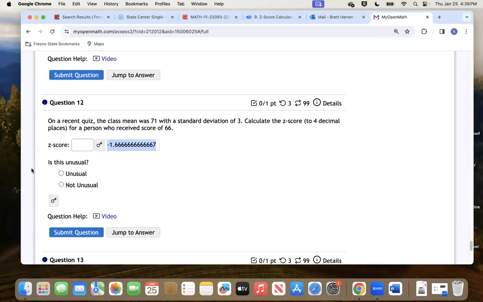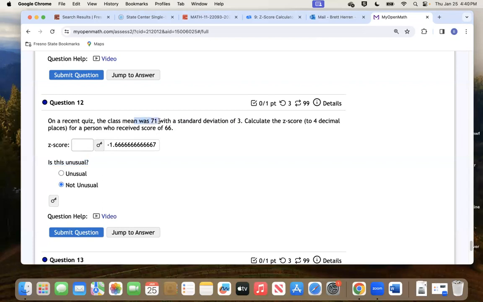Okay, now, is this unusual? Well, unusual is more than 2 or less than negative 2. So basically, if your z-score is 2 or more or negative 2 or smaller, like negative 2.3 or negative 3 or negative 4 or positive 2.7 or positive 3 or positive 4, then we'd say it's unusual. This one's not unusual, meaning if you're more than 2 standard amounts above or below the middle, you're unusual. You're extreme. You did extremely better if you're above, or extremely worse if you're below. That's how we measure things in statistics.